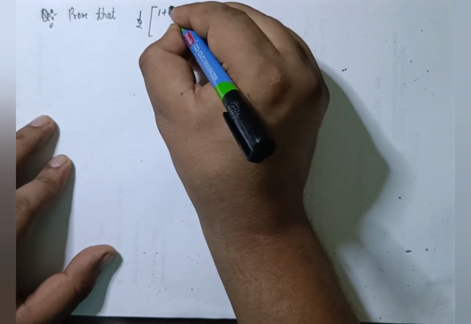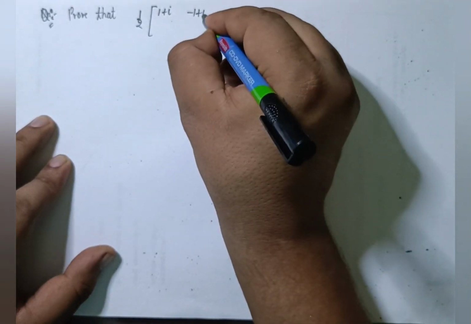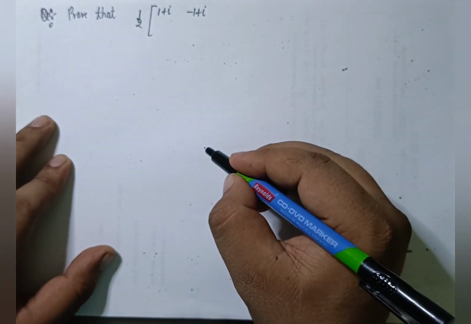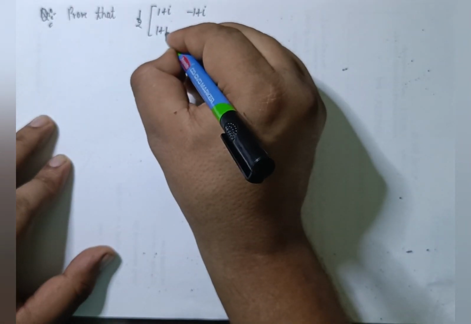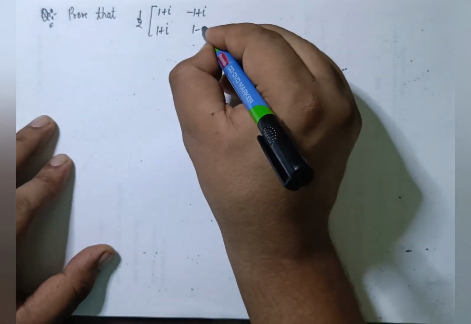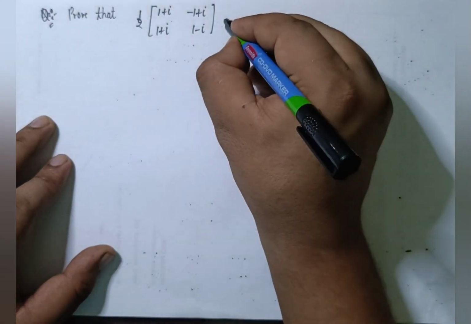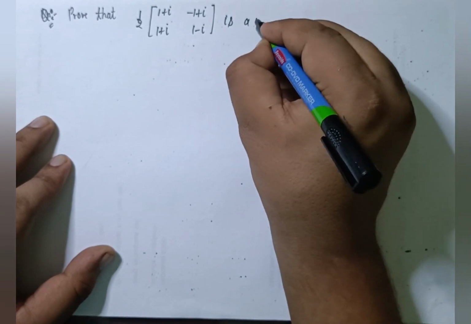Prove that 1 by 2, 1 plus iota, 1 plus iota, and minus 1 plus iota, minus 1 plus iota, and 1 plus iota. Here again we have 1 plus iota and 1 minus iota, 1 minus iota. So prove that it is a unitary matrix. We need to prove it is a unitary matrix.